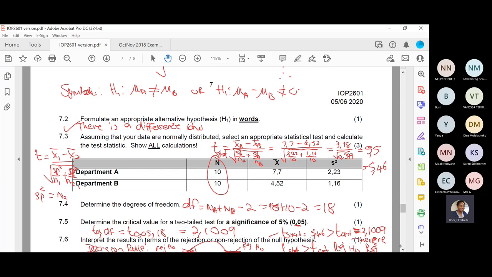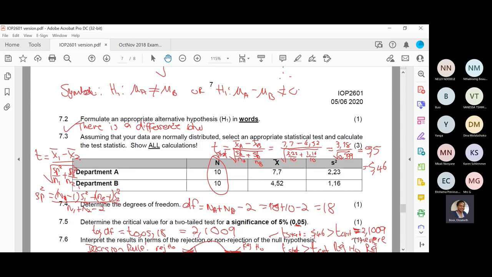You will use this formula, which looks different to the earlier one, because your Sp, your pooled variance, is given by N1 minus 1 times S squared 1. Is it plus or minus? I can't even remember this, but you need to look at the exact formula. I think it's a plus. Yes, it's a plus. Plus N2 minus 1 times S squared 2, divided by N1 plus N2 minus 2. That will be the pooled variance formula.